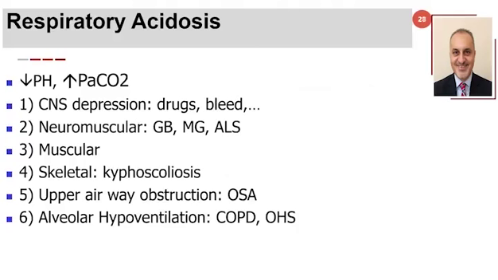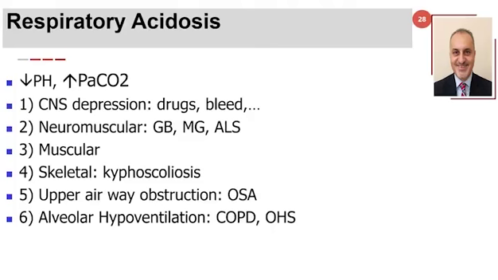Respiratory acidosis, I mean, this can be a whole 1 hour or 2 hour lecture. We're just going to go over it quickly. The pH is low and the PaCO2 is high. Basically, you are retaining CO2. You can do that at the CNS, if there is any CNS depression that depresses the respiratory center, in neuromuscular disease like Guillain-Barré, myasthenia gravis, ALS, muscular diseases such as myopathies or dystrophies, skeletal disease, primarily if you have scoliosis, upper airway obstruction, and alveolar hypoventilation.